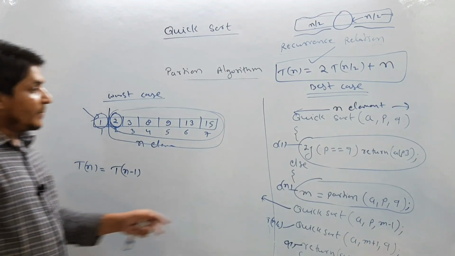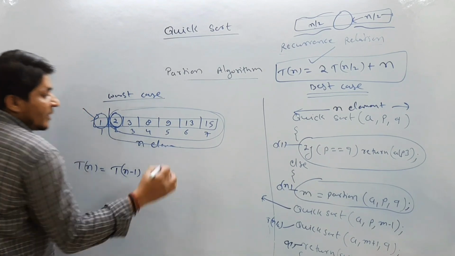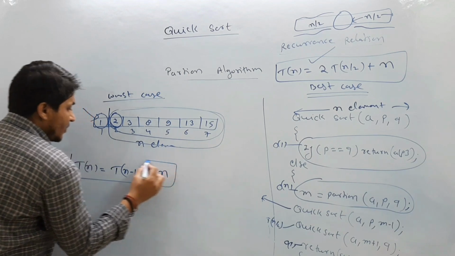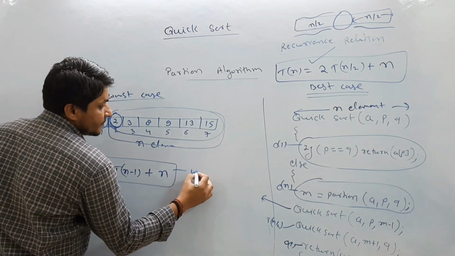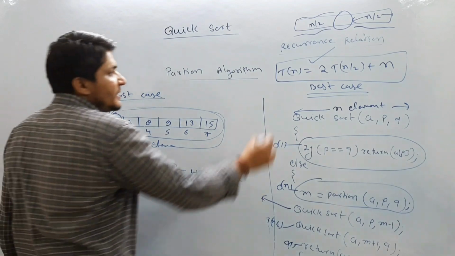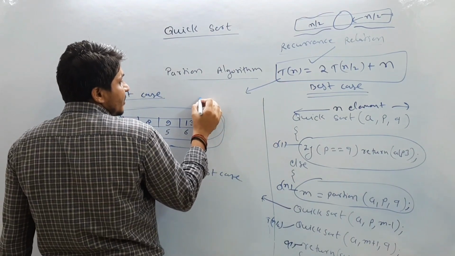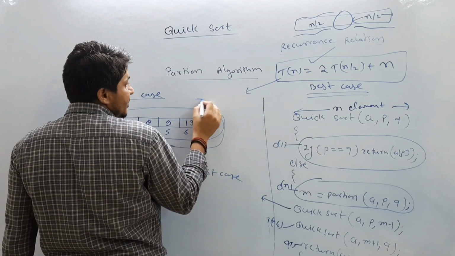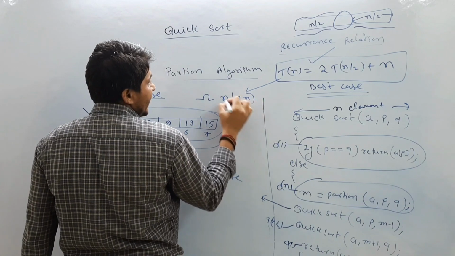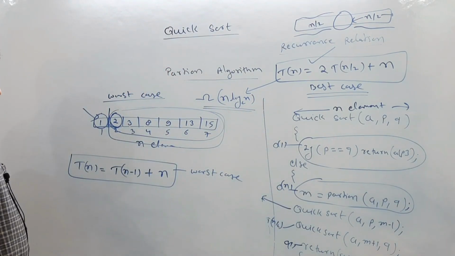And you're calling partition also. Partition always takes order of n time. So this is the recurrence relation for quicksort in the worst case. If you solve this recurrence relation, it will give you the time complexity. For the best case, it is big omega of n log n. So this is the time complexity in the best case for quicksort.